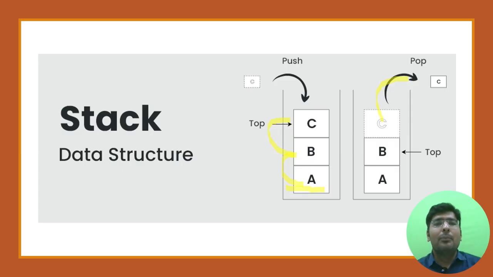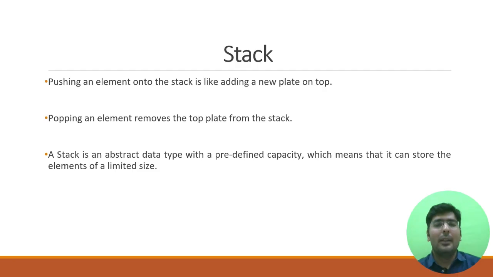Stacks are generally fixed size and we can implement them in many languages such as C, Java or Python. Pushing an element onto the stack is like adding a new plate onto the top. Popping an element removes the top plate from the stack. A stack is an abstract data type with predefined capacity, which means that it can store elements of a limited size.